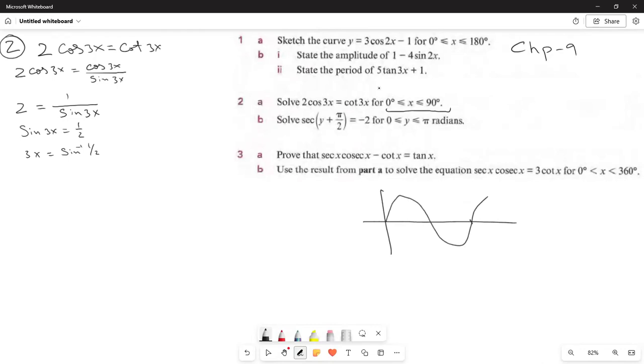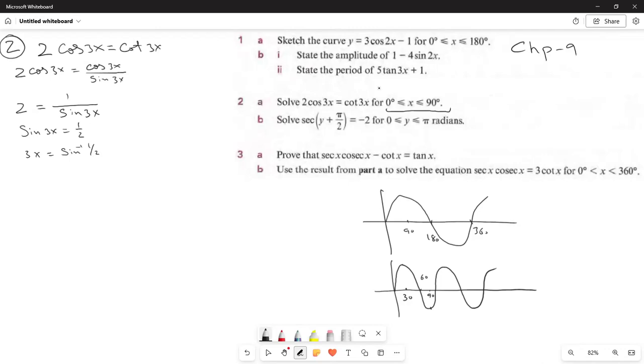So this is 360, this is 180, and this is 90. Okay, and since I'm talking about 3x, it will shrink by 3 times. So I will have a similar thing, but now this will be 30 degree, and this point would be 60, and this point would be 90.